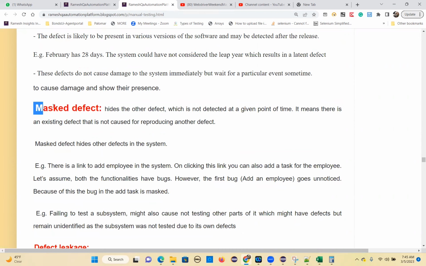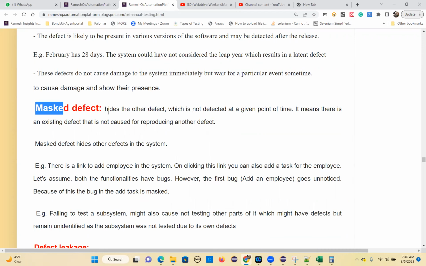Masked defect. Does anybody know what mask is? Hiding. Something hidden. Same here also. One defect hides the other defect. So that means a blocker bug is there. You are not able to enter into the next page, and the next page also has a bug. First, if you clear the primary bug, then you can go to the next page. If the main page issue is there, you cannot find the next page's issue. So that's the masked defect.